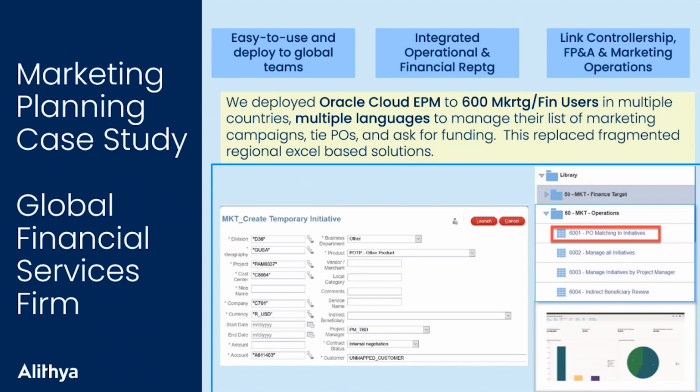It integrated both operational and financial reporting, and it created a link between controllership in terms of the accrual process, FP&A in terms of the planning process, and marketing operations in terms of the management and the details around the spend. This particular customer also had the instance of needing to require fund-based marketing spend that was restricted. And in Europe, this required substantial regulatory reporting. So from a controllership standpoint, this also helped to satisfy some of the other reporting needs around regulatory spend.